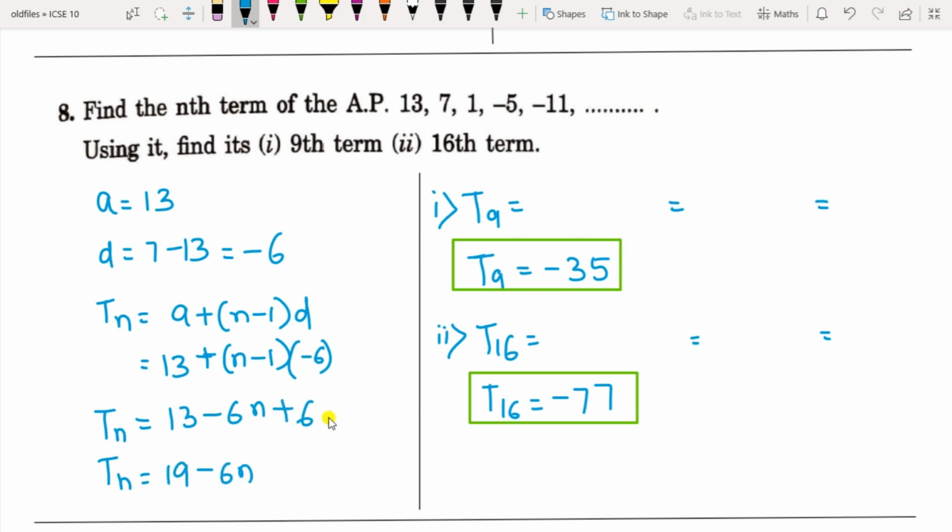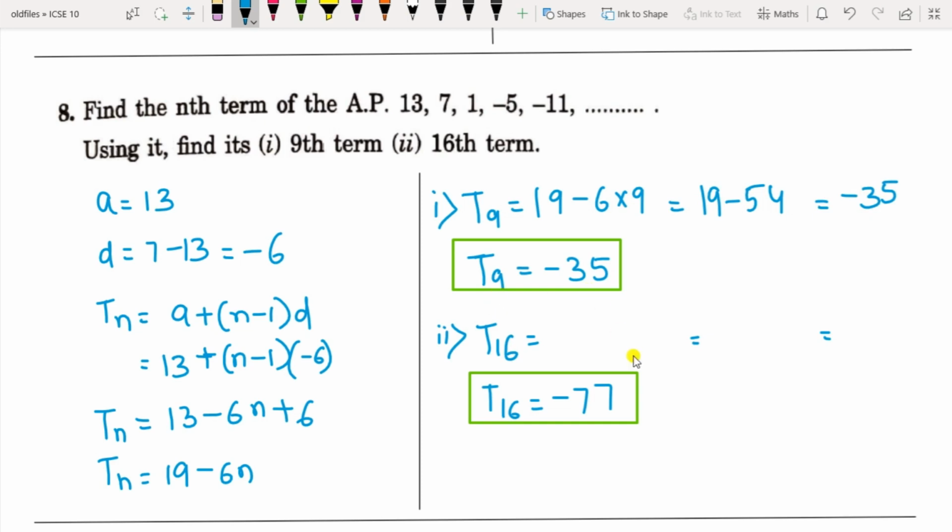Now the value of n is not given here, so this is the equation for the nth term. Now applying this equation, you can find the 9th term and the 16th term. So for T9, in place of n you have to substitute 9. So 19 minus 6 into 9. So this will be 19 minus 54. So it will give you minus 35.